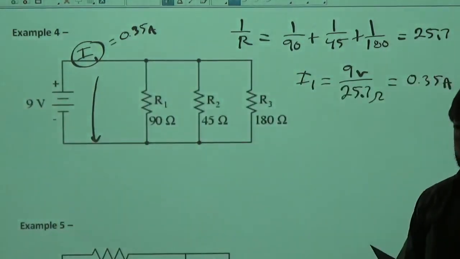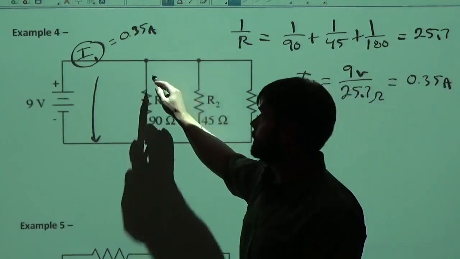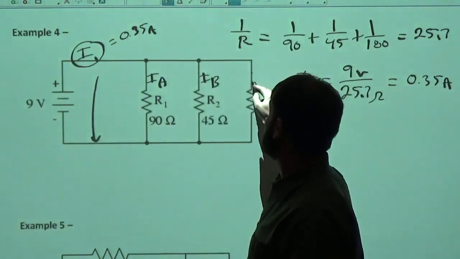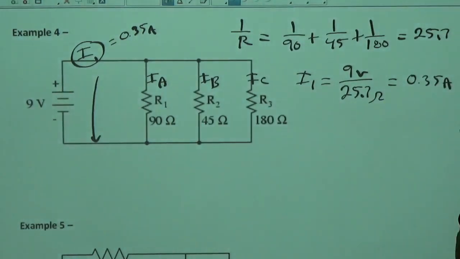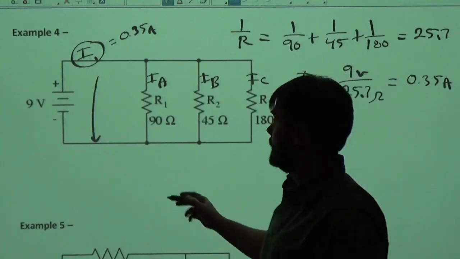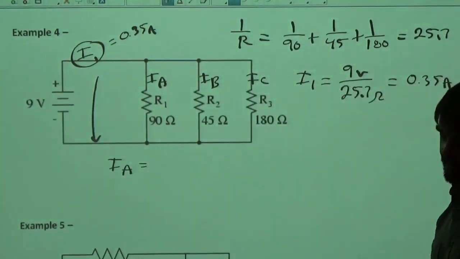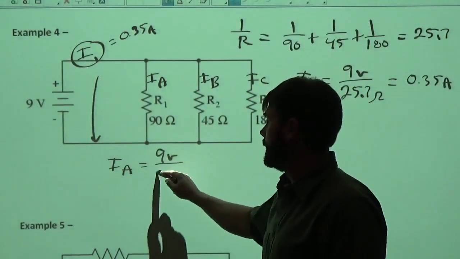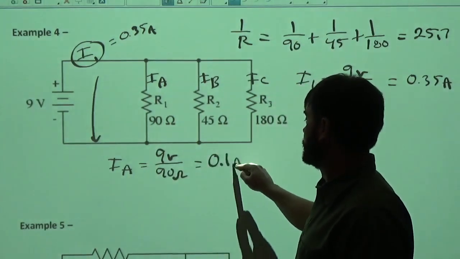Another way that I can figure out the total current going through the system is to look at the current individually going across each of the resistors. For example, I'll label these current A, current B, current C. Since I told you that the voltage on each side of this resistor is going to be the same, but the current is not, we can simply take a look at these individually. The current going across resistor A is simply going to be equal to the 9 volts divided by 90 ohms. If I divide that out, I get 0.1 amps.